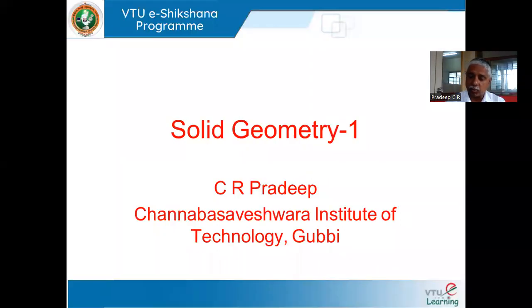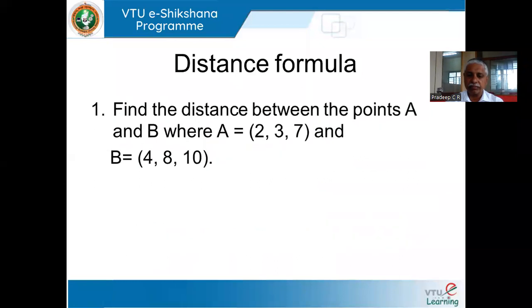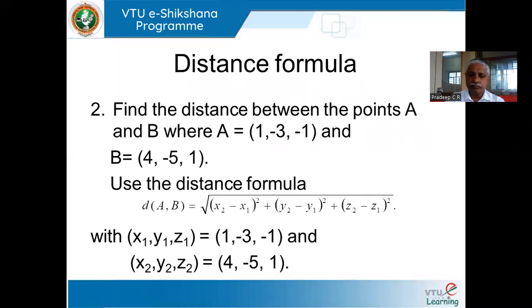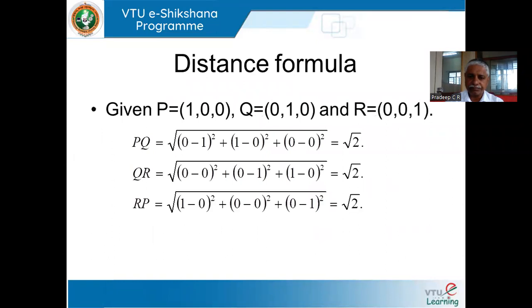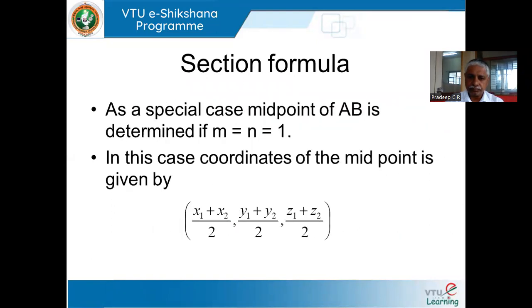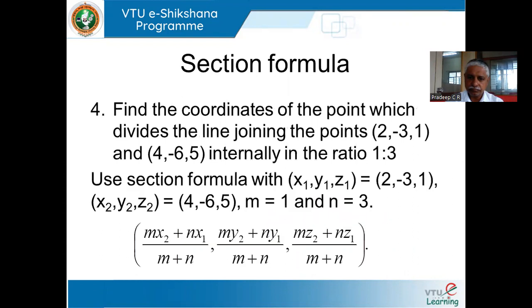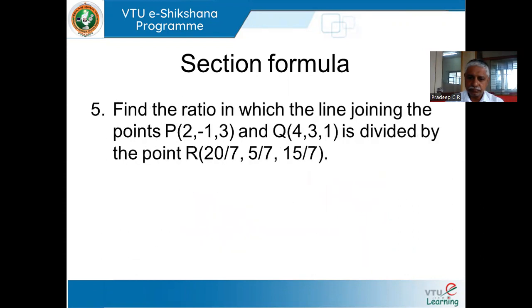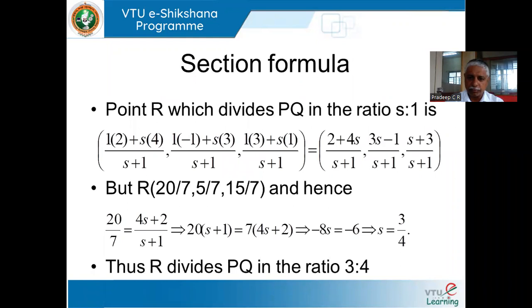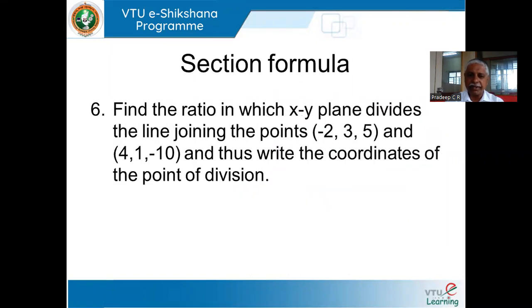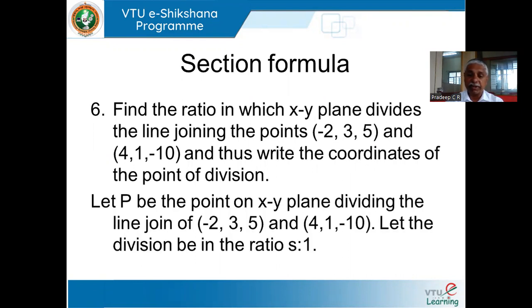So what we have done in this problem, starting from the beginning now, is a recall for you. This is what we did. Line joining these two points. The point on the XY plane breaks it up into what ratio is what we have found. And also we have found the coordinates of that point using the section formula. I hope it is clear.